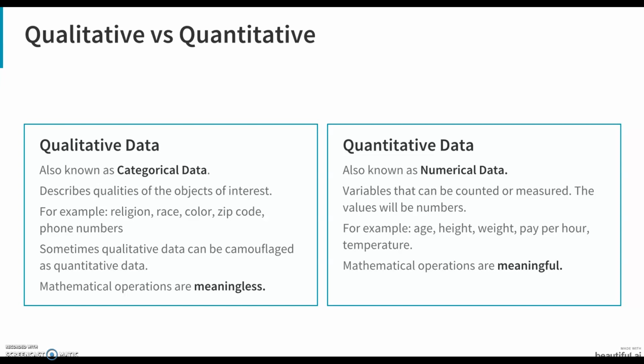Also, a zip code is talking about a location. So that's a quality. Where is somebody located? A phone number links to somebody, so that's a quality of that person, their phone number. So quantitative data are values that can be counted or measured, and the values will be numbers. So age, height, weight, pay per hour, temperature. Now if I take an age times another age, that'll give me another age. Temperature minus a temperature, that'll give me another temperature. So here the mathematical operations mean something. It makes sense to do.